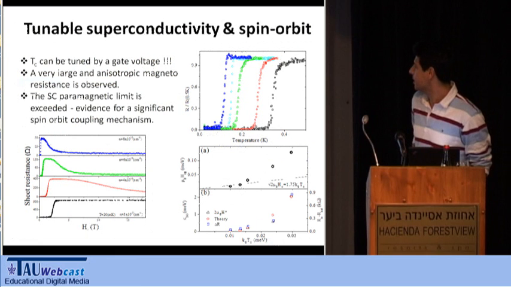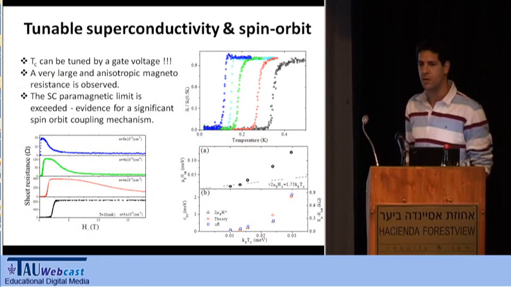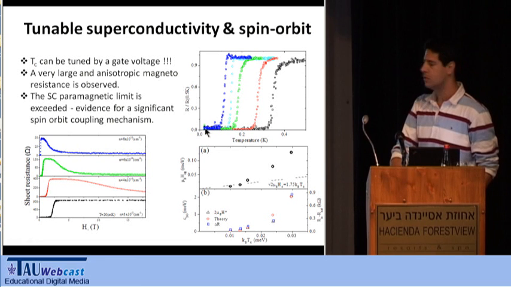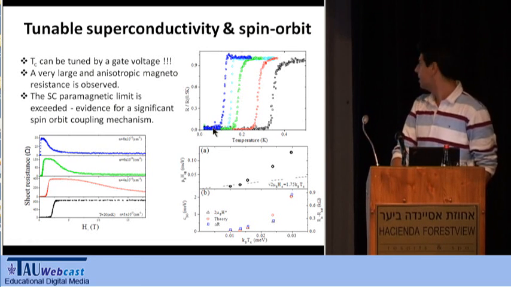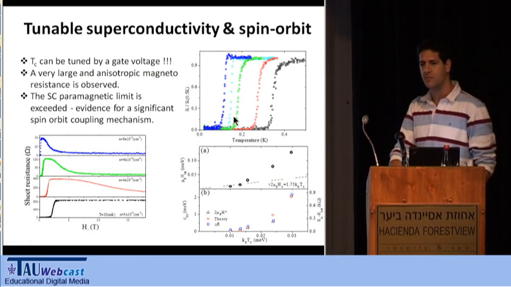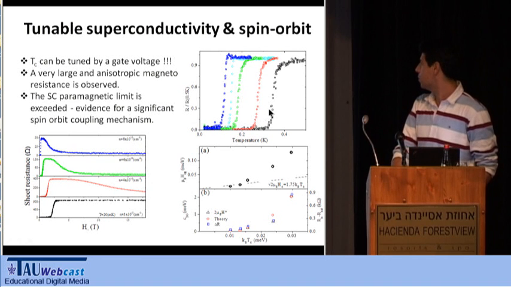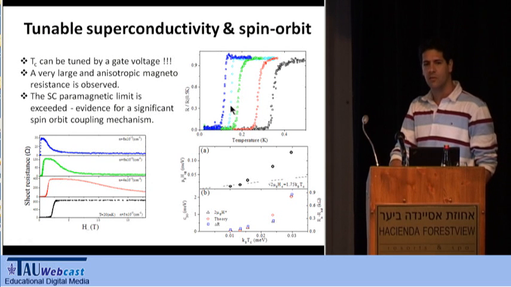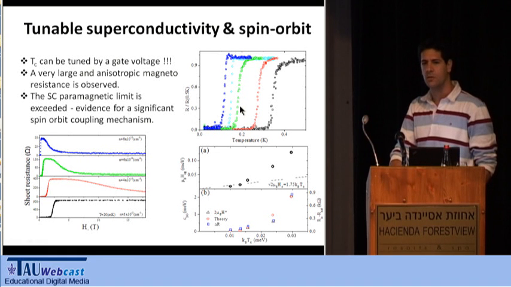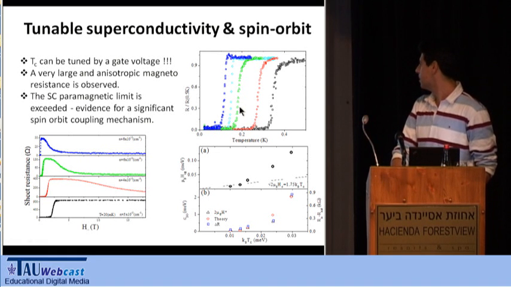In addition, this interface is also superconducting. It's not only conducting. You can see it here on this plot. The conductance goes to 0. And what is unique about this superconductor is that we can control the TC while we apply a gate voltage. So we can go through all of the phase diagram and change TC by applying gate. This is quite unique for superconductors.